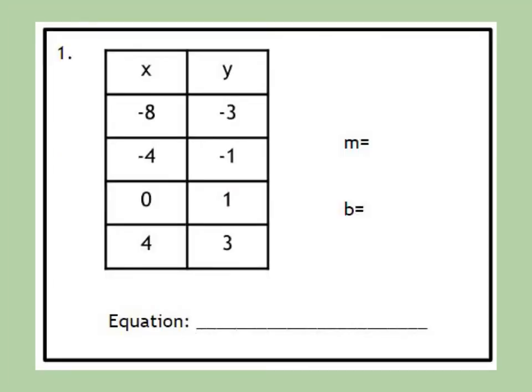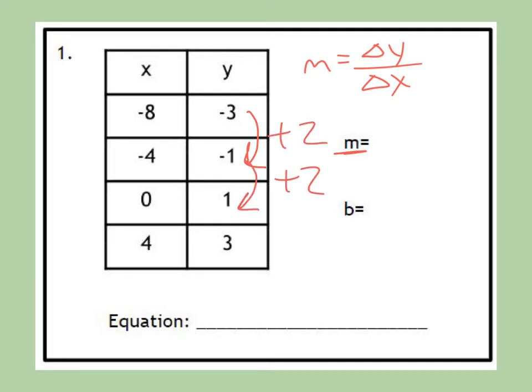Number 1. So my first step is going to be to find my slope, my m. So I'm going to write m equals change in y over change in x. If I look at my table, I see that the change in y, as I go up, it's going negative 3 to negative 1. I am adding 2. Negative 1 to 1, I'm adding 2. 1 to 3, I'm adding 2. So my change in y is 2.